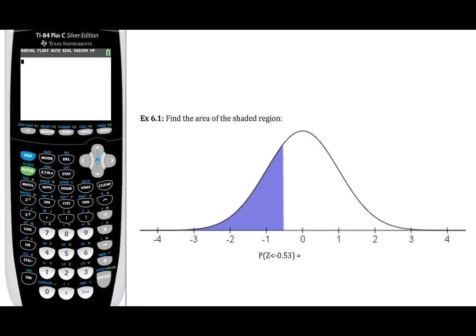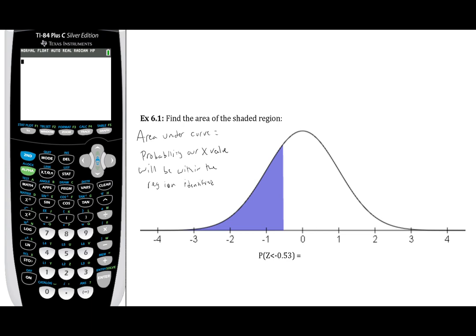Our first example says find the area of the shaded region. In another video, if you watched it, you will see that there is a long conversation about how the area under the normal curve is equal to the probability that our given x value will be within the region, or within the interval.